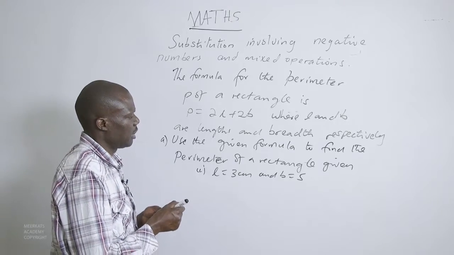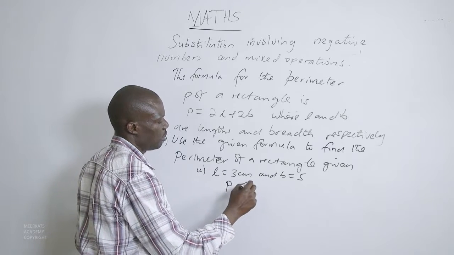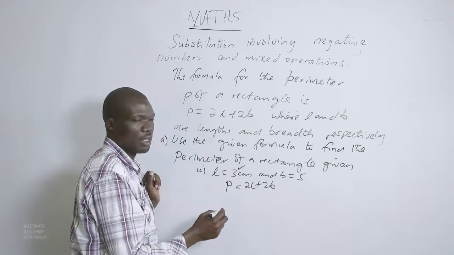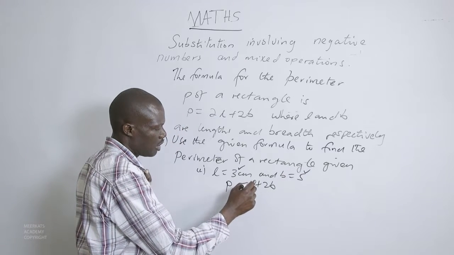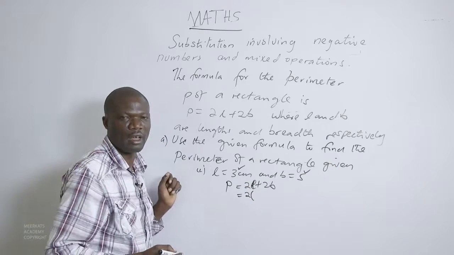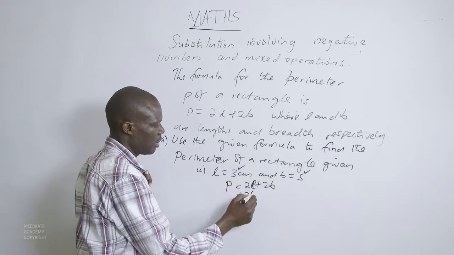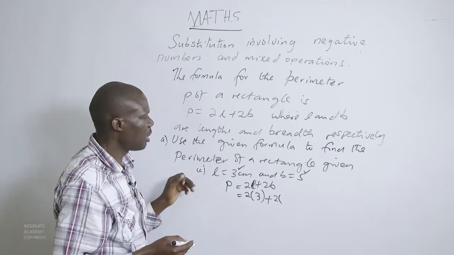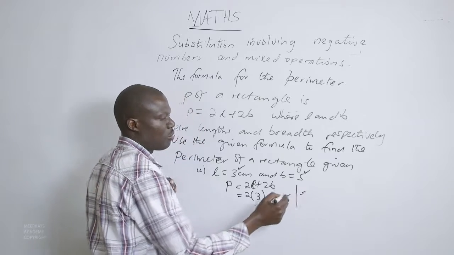So in this case, it is simple. We simply take perimeter, because what we are looking for is equal to 2L plus 2B. This is what we are looking for. The value of L is here. The value of B is there. So we should be able to substitute. So we find that this is the same as 2 in bracket L, and the value of L here, L is 3, close the bracket, and 2 into B, and the value of B here is 5.